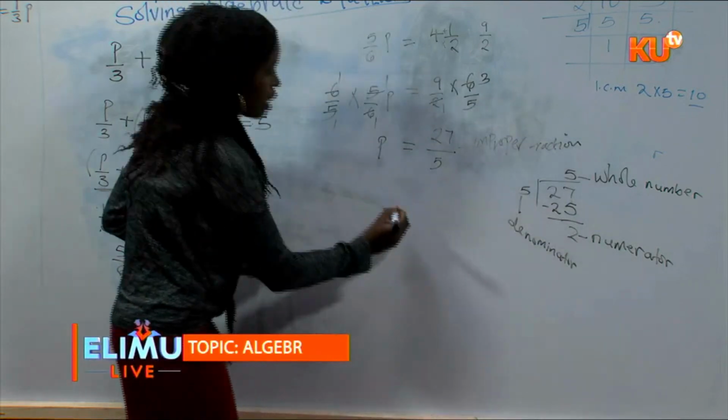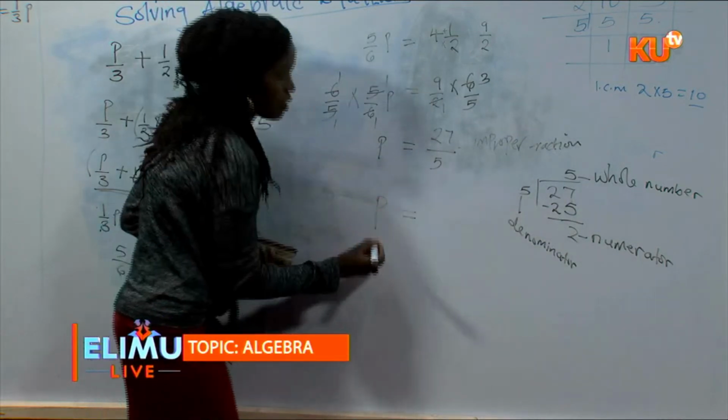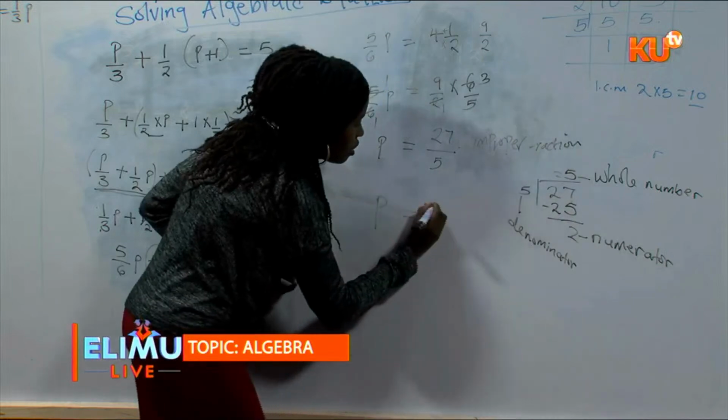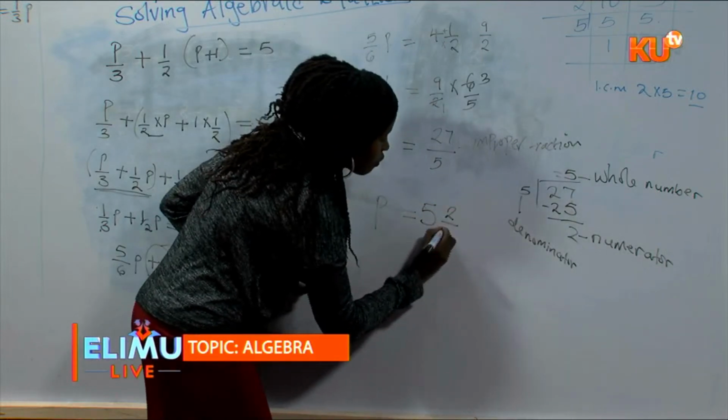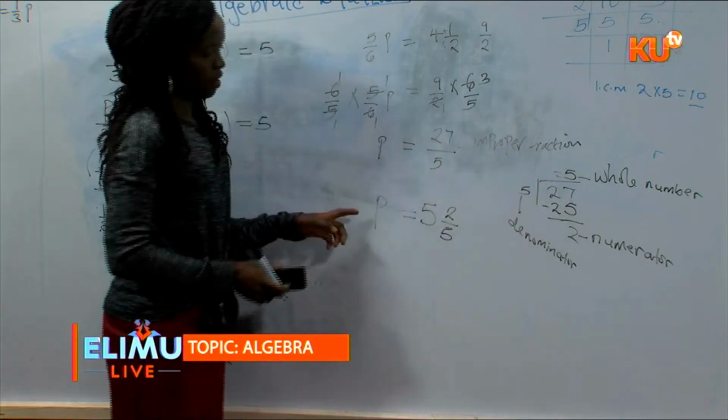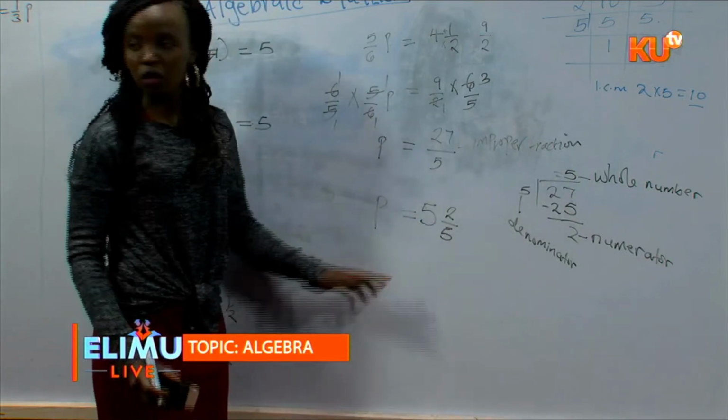So with that, now we'll just come down and copy. Our value of P is going to be 5, our whole number, then 2, we form a fraction, 2 over 5. So the value of P is going to be 5 and 2 over 5.